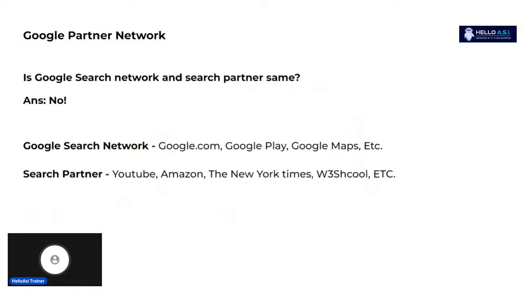Now, if I go to the next slide, Google Partner Network, here is the question. Are the Google Search Network and Partner Network the same? No, those are not the same. Here I have also given some information for the Google Search Network, like Google.com, Google Play Store, Google Maps. That is the Google Search Network. The Partner Network is YouTube, Amazon, the New York Times, W3Schools.